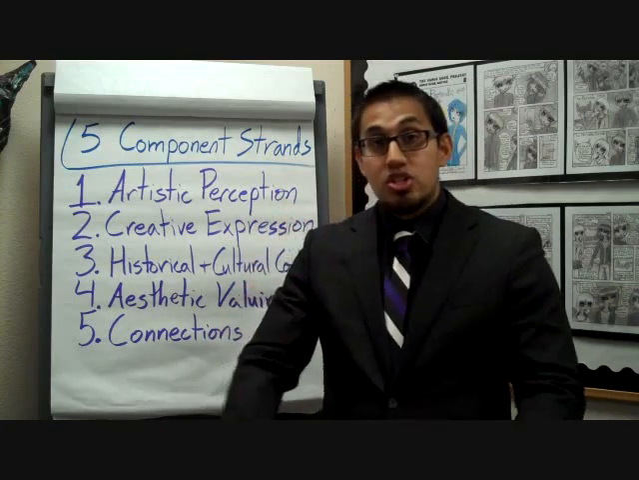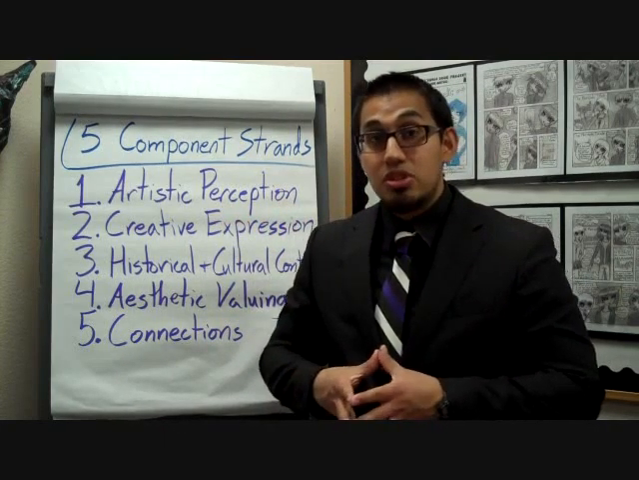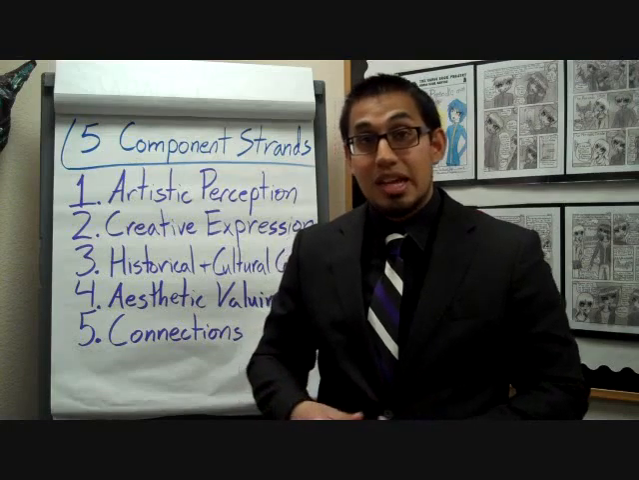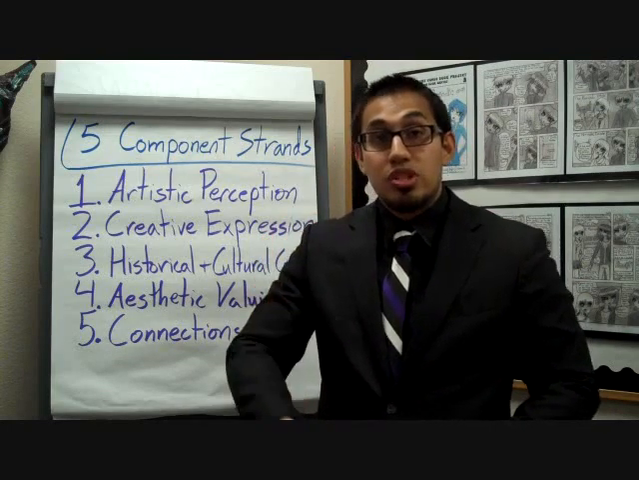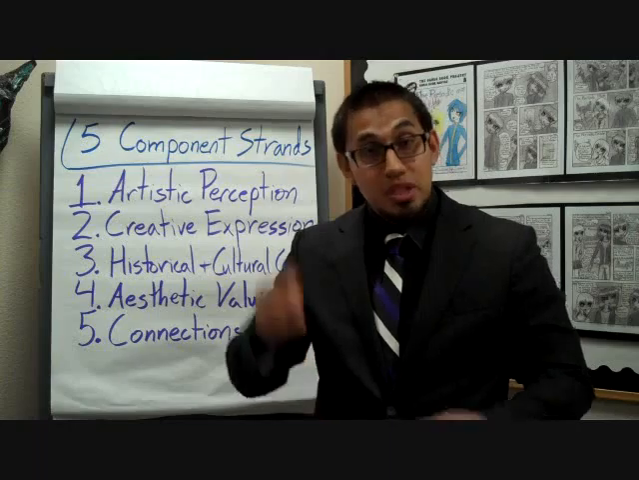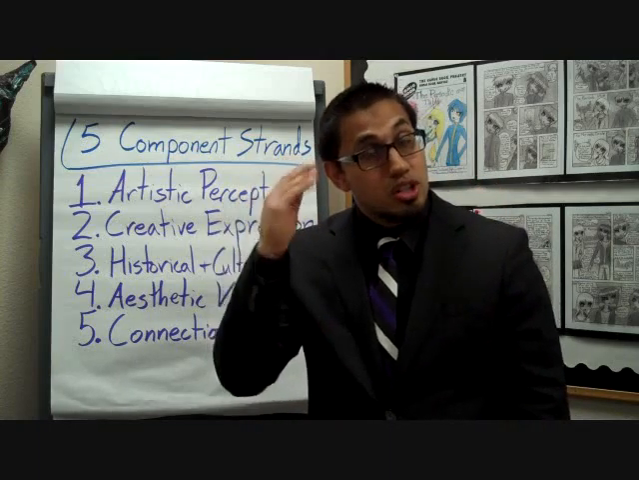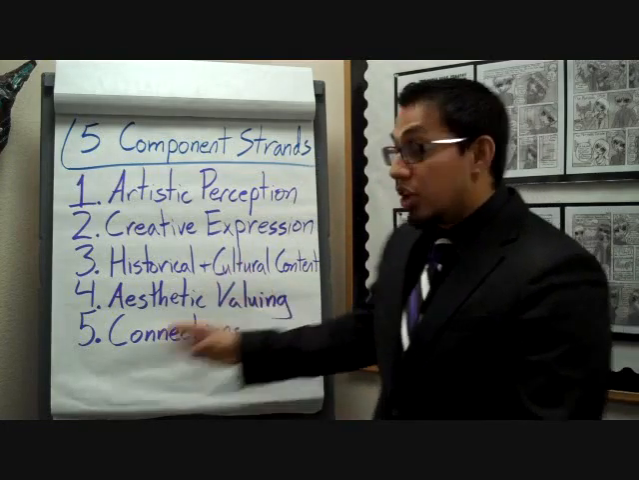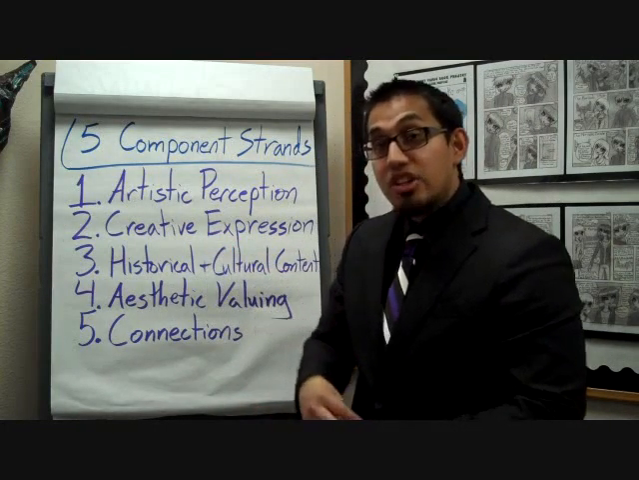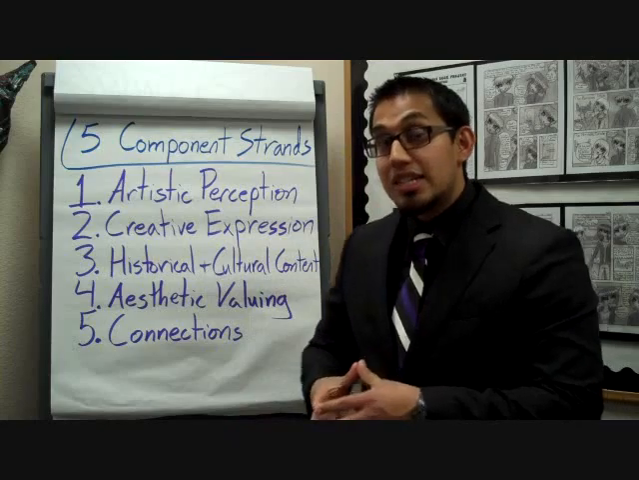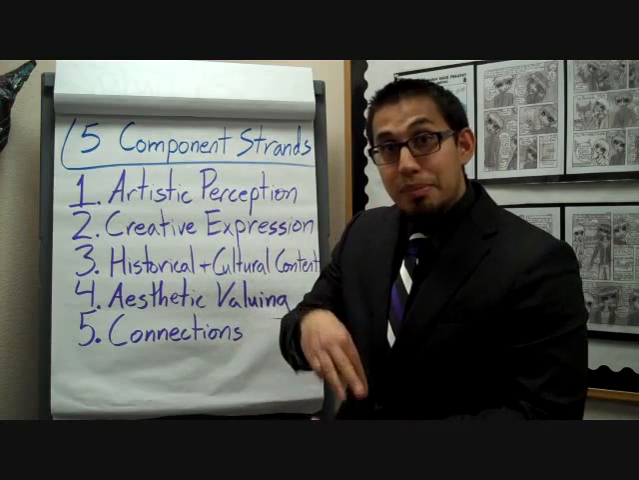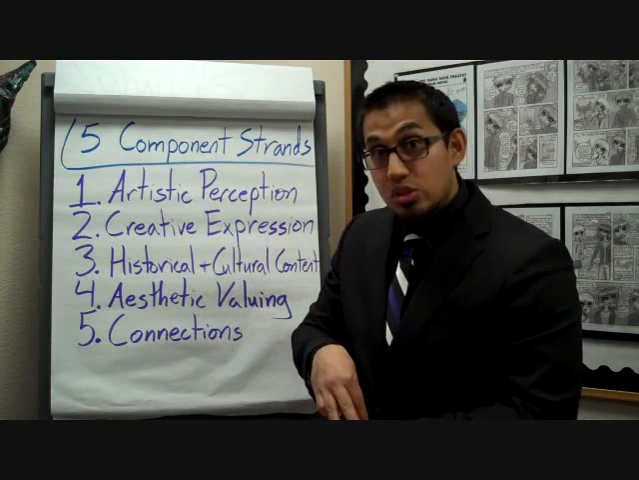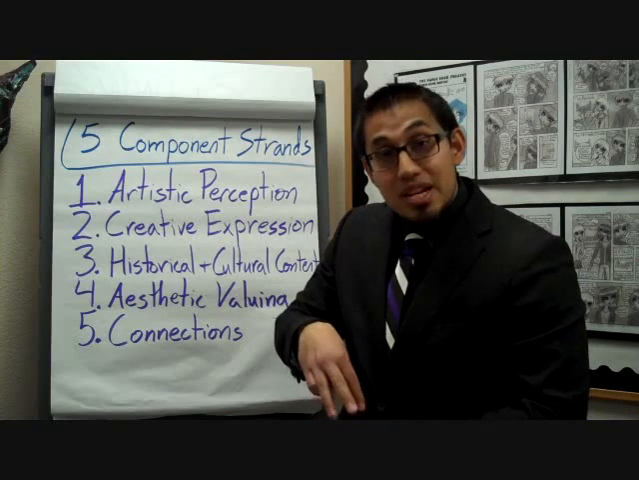So 1 is tree for artistic perception. This is a vocabulary and academic language that we use. 2 is switch for creative expression because we're turning on the lights, we're turning on the ignition to our creativity. The next one, 3 is stool for historical and cultural context. The stool serves as the base for historical and cultural context. It's the basis of art.